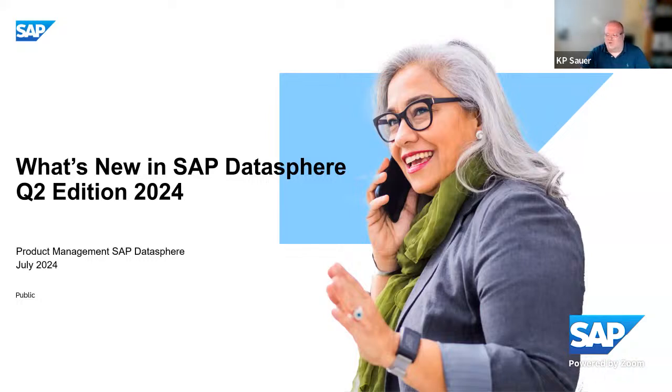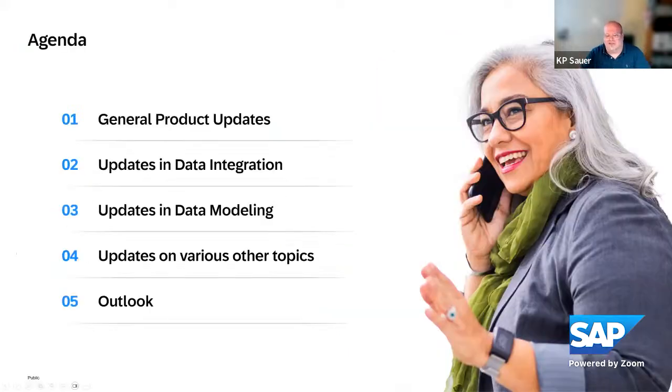So what we prepared for you today, if we look at the agenda here, is of course some general product updates like always, and then we have a bunch of updates, new features, enhancements in the data integration area, of course updates in data modeling, and then we have updates in various other topics like the CLI, business content, and more. And at the end, I will give you an outlook on what's planned for the next quarters. So with that, let's start the recording and then enjoy the session.